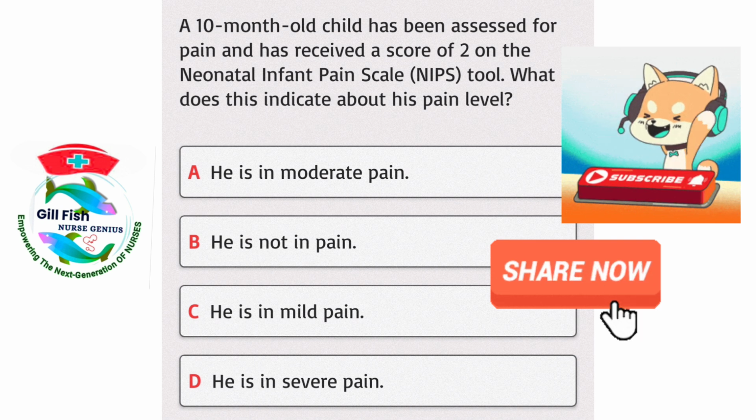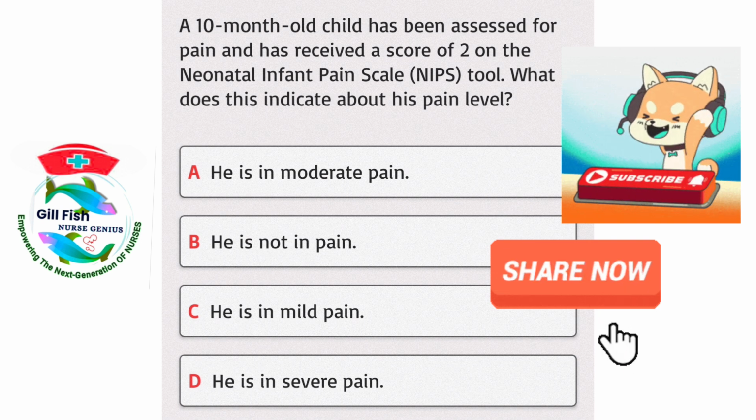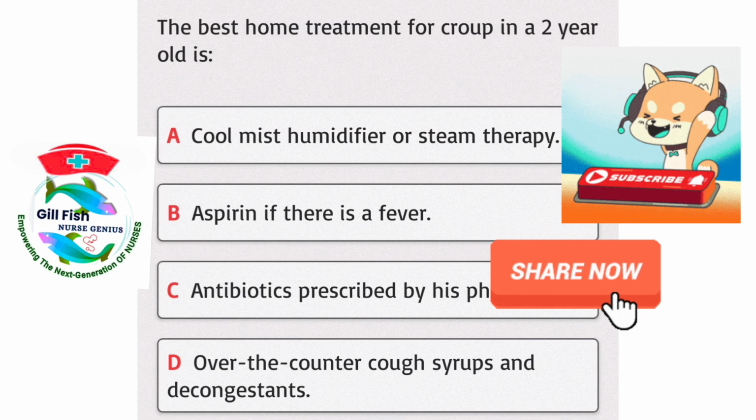So if the score is 2 only, then what is the correct answer? He is not in pain, so option B will be the correct answer. So a pain score less than 3 means no pain, more than 7 means severe pain. I think you will understand the answer. Move on to the next question.